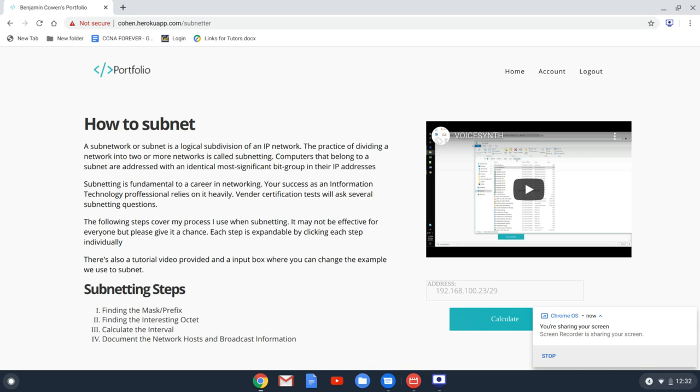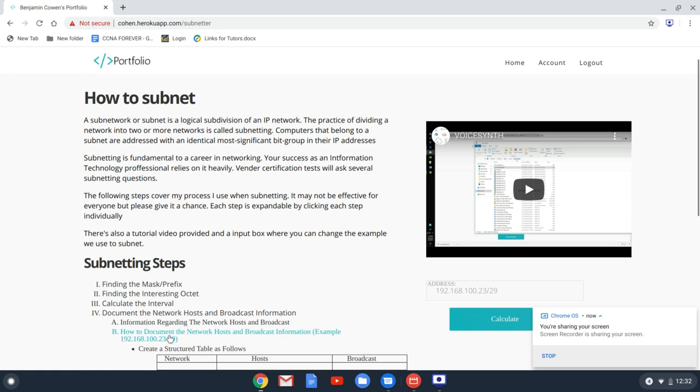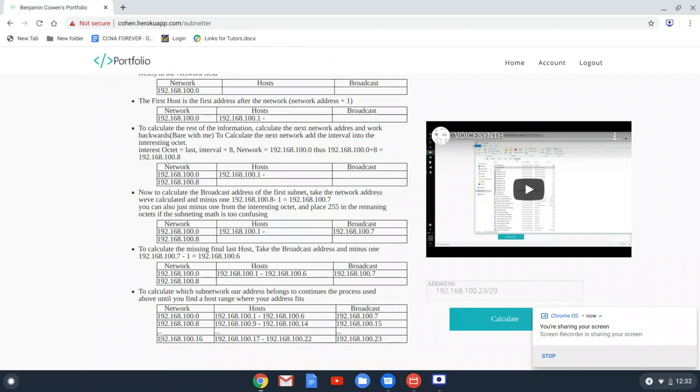192.168.100.23/29? Now, the subnetting calculator will tell you what the correct answer is, and the correct answer is the network address is 192.168.100.16. The first host is 100.17. The last host is 100.22, and the broadcast is 100.23. Now, that is the right answer, but how did we derive that answer?